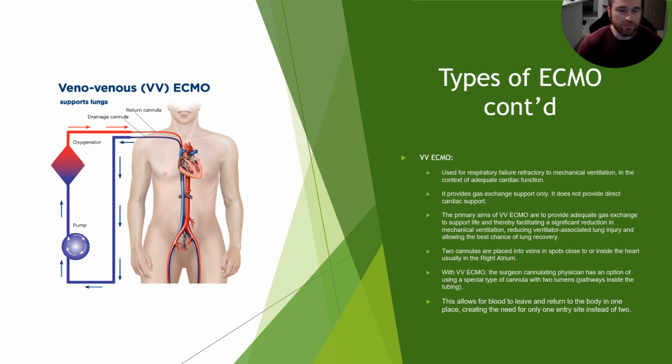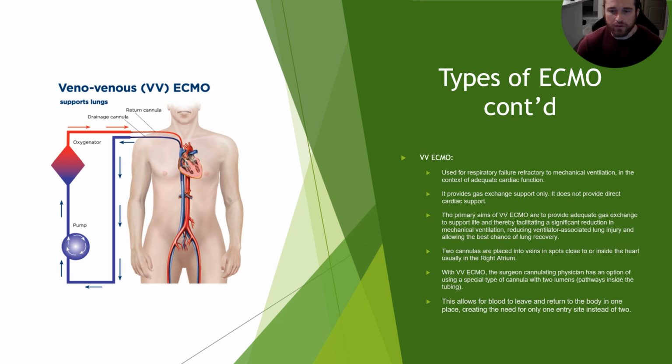And then we go to VV ECMO here. This is going to be just where it's cannulated through veins here. Used for respiratory failure refractory to mechanical ventilation in the context of adequate cardiac function. So the heart's working just fine, it's just not the lungs. It provides gas exchange support, but it does not provide direct cardiac support.